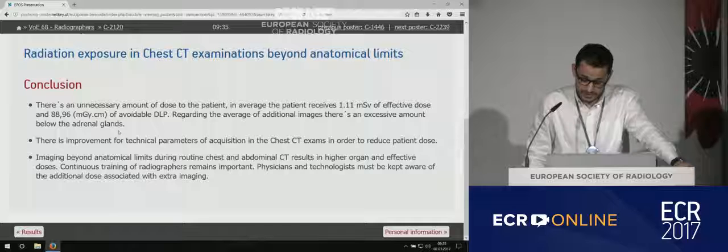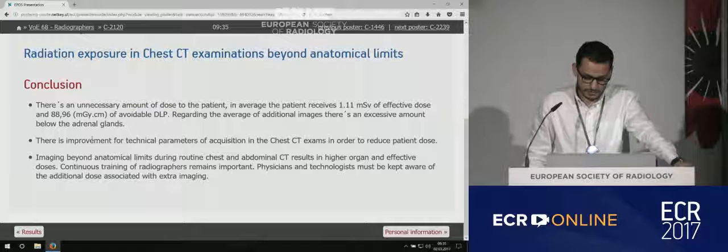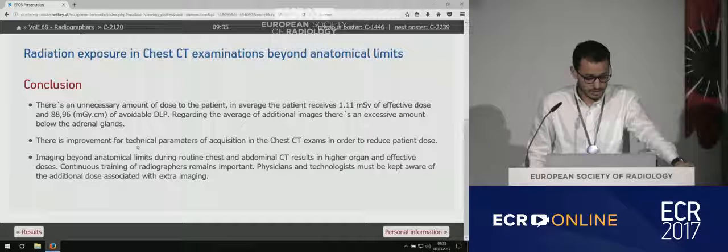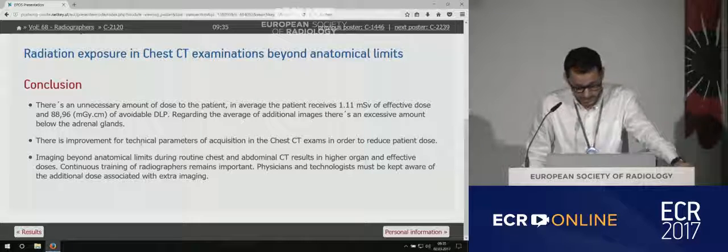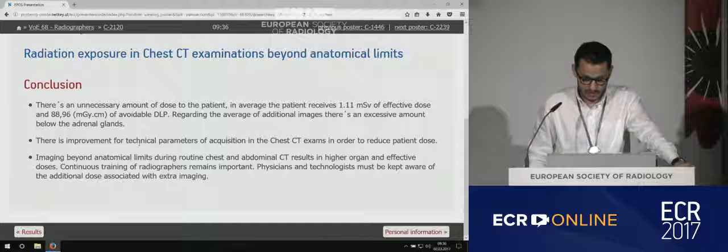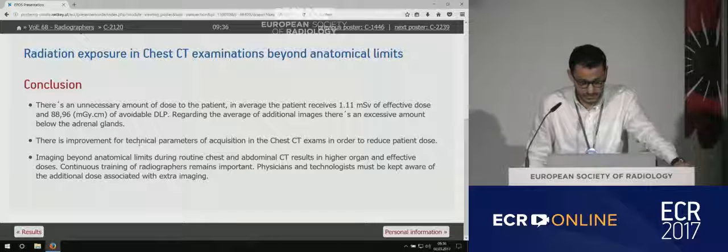Regarding the average of additional images, there's an excessive amount below the adrenal glands. And so I can say that there is room for improvement of technical parameters of acquisition in chest CT exams in order to reduce patient dose. Beyond the anatomical limits during routine chest exams and abdominal CT results in higher organ and effective doses, and maybe some continuous training and warning for some radiographers not to acquire excessive images. Both physicians and radiographers must be kept aware of the additional dose associated with extra imaging. So, thank you.